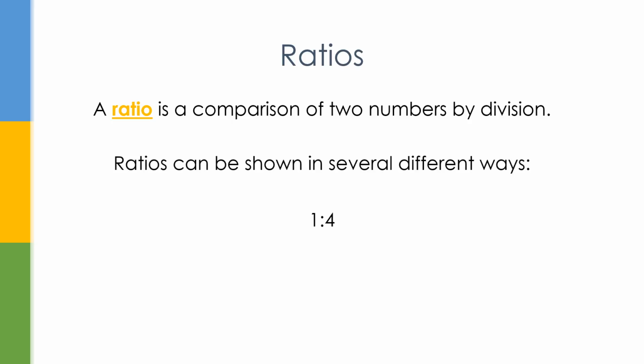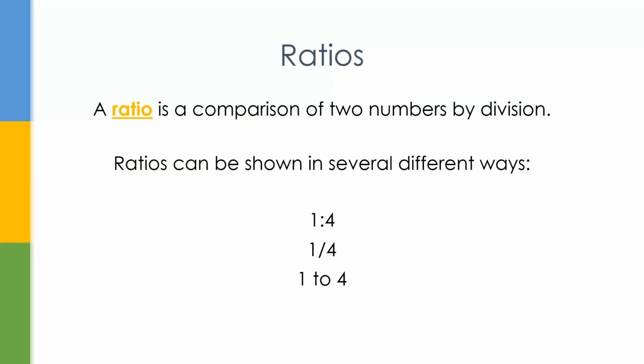You might see it as 1 to 4, where it's being separated by a colon. You could see it as 1 over 4, which is a fraction. Or you might even see it written with words, such as 1 to 4. And all of these are comparing one value to another.